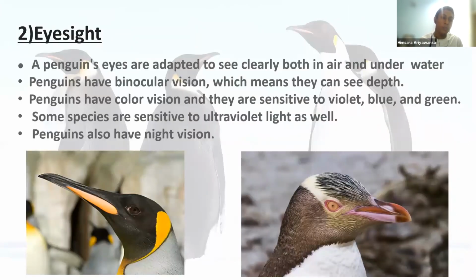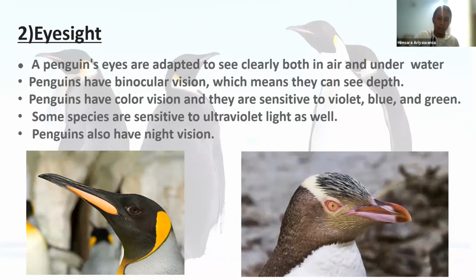Yeah, eyesight. A penguin's eyesight is adapted to see clearly both in the air and underwater. As I explained earlier, penguins are semi-aquatic animals. So they spend some part of their lives in the terrestrial environment and the rest in the water. So their eyes are well adapted to see both above and below the water. Penguins have binocular vision. This binocular vision means they can see depth. So it is very important for them to find food. It is very easy to find food using this binocular vision.